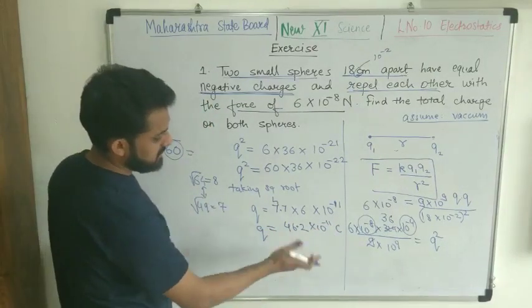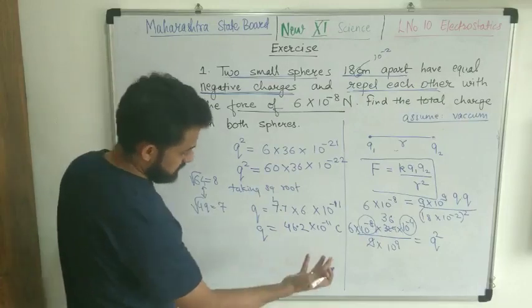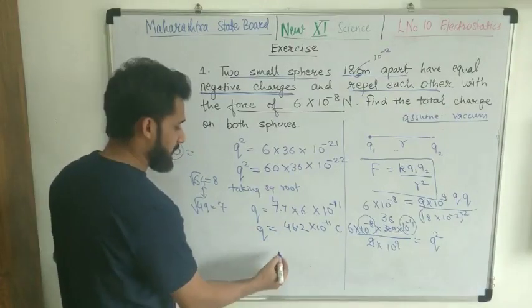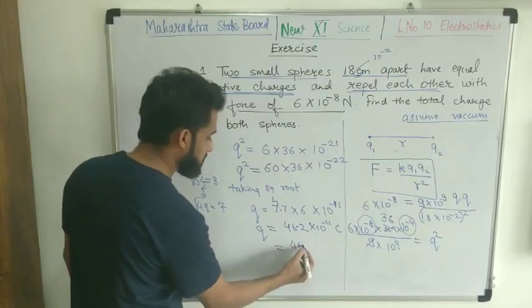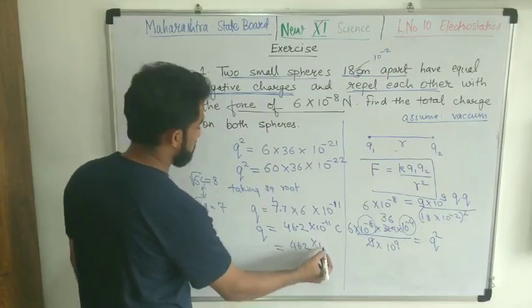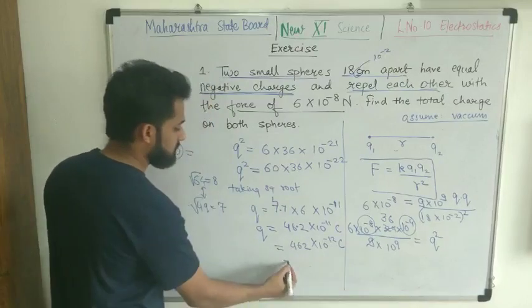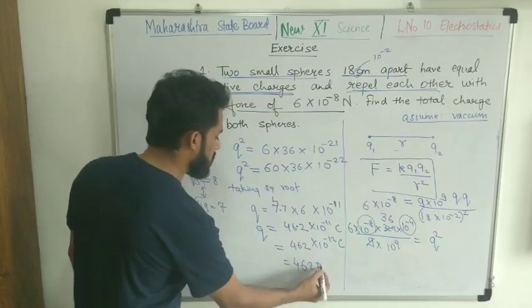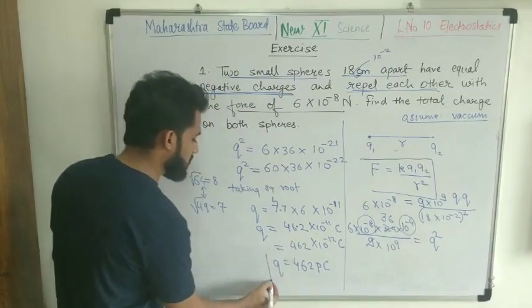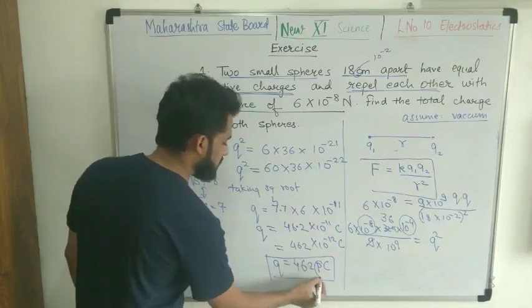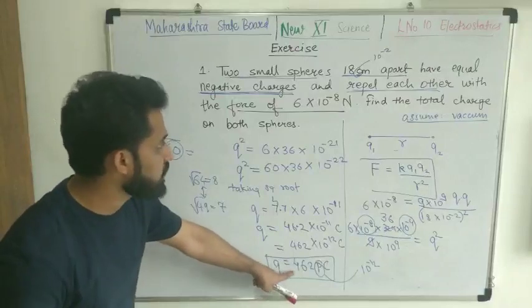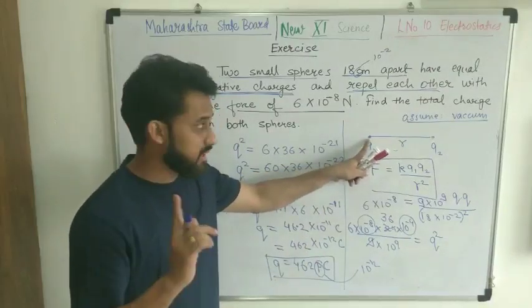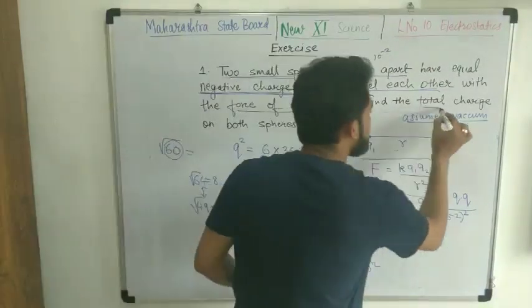So that it should look better, what I will do is I will just adjust one more 0 and write it as 462 times 10 to the power minus 12 Coulomb, which I can write as 462 picocoulomb. Now this pico is the prefix which stands for 10 to the power minus 12. This is the charge on a single sphere. But wait, the question is, what is the total charge?